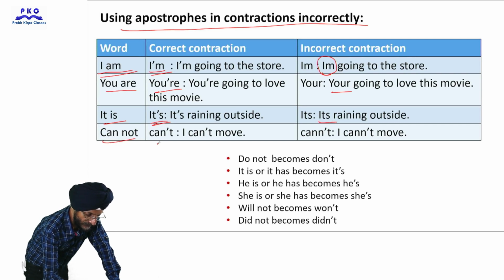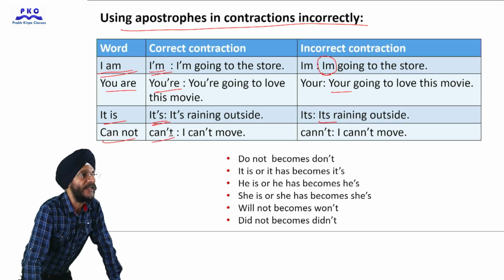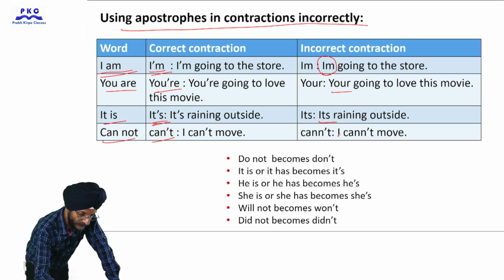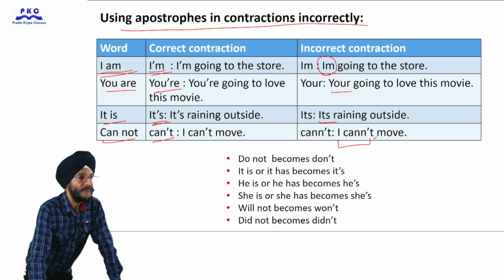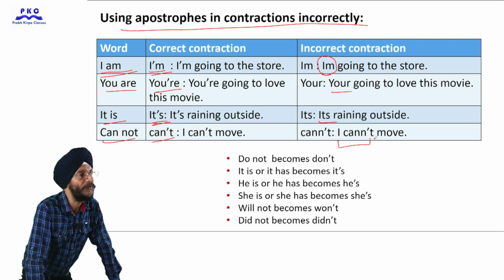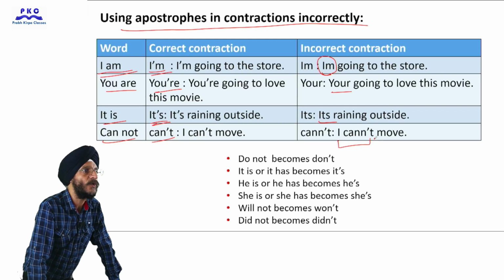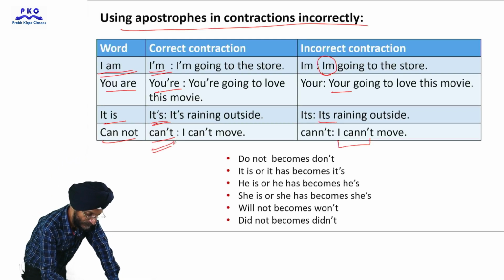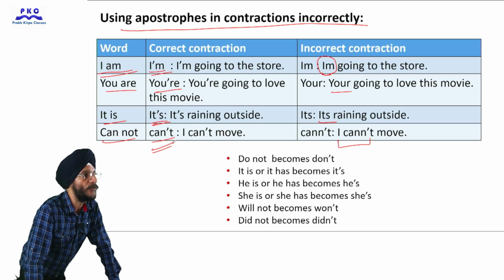Cannot is to be written here in this way, can apostrophe t. If we write the contraction of cannot as c-a-n-n apostrophe t, it is the wrong contraction of cannot. It is can't. In this way, the contraction of cannot is to be written.